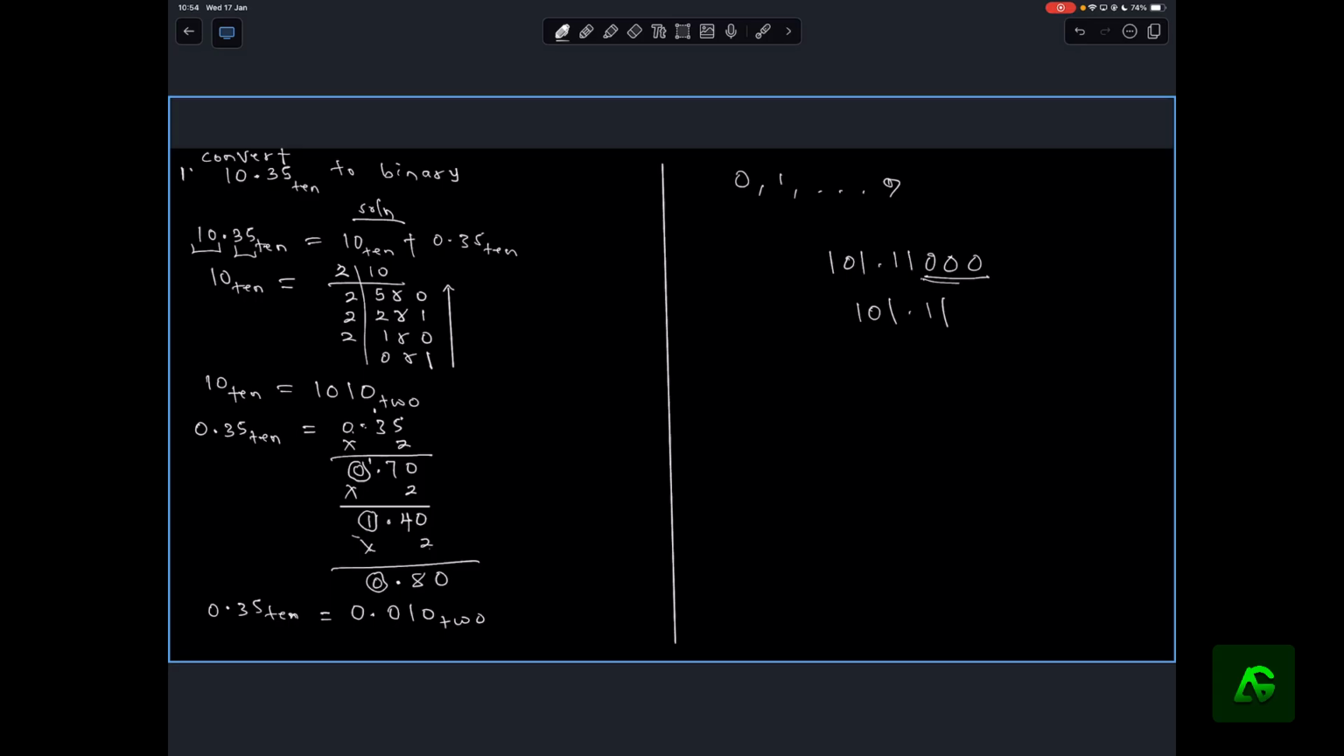I can decide to add more zeros at the back of this. I can add more zeros here. But those zeros have no importance. So I can just neglect them and simply write 101.11.